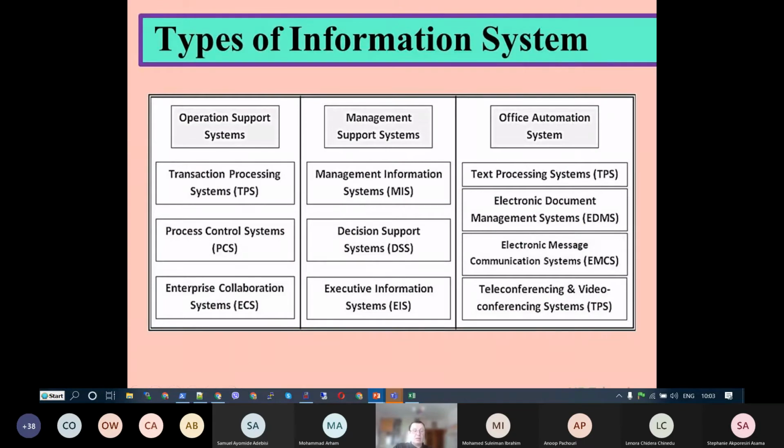Another classification approach, a little bit simplified, is operation support systems, management support systems, and office automation systems. Again, in this case, our today's lecture fits into teleconferencing, video conferencing systems, electronic management communication systems, and so on. So we are under this pair of activities right now, at the right bottom corner.